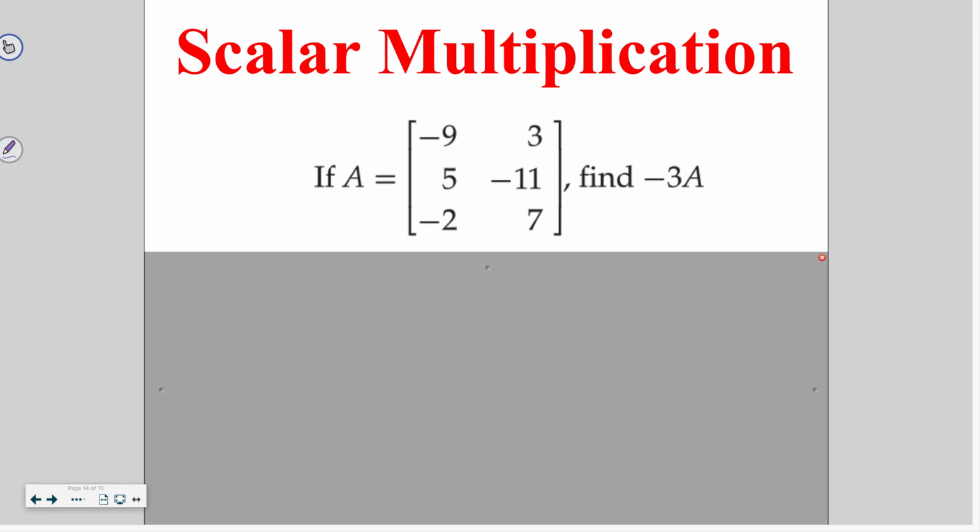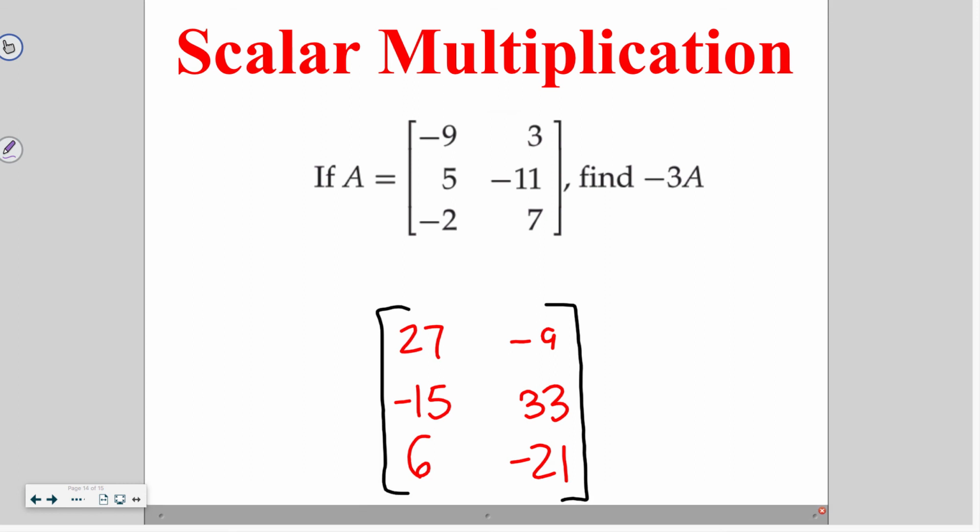Go ahead and try this one on your own. Being careful that you use that negative when you are multiplying, you should have gotten 27, negative 9, negative 15, 33, 6, negative 21. If you have questions about this or anything else from the lesson, please let me know when you get to class.